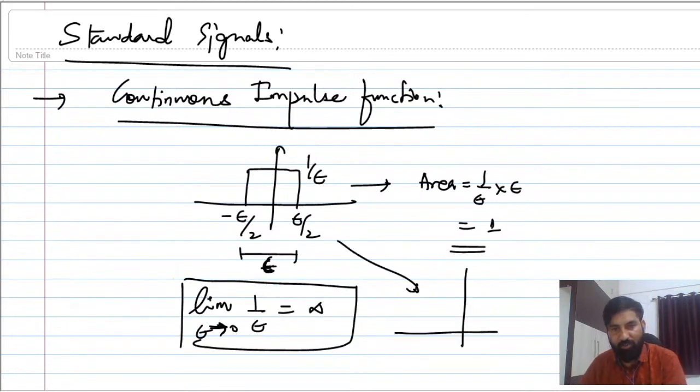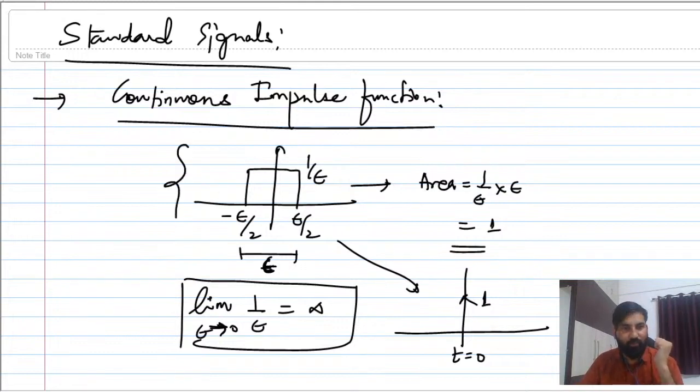So the impulse will be represented at t equal to 0. We always say that this is 1. And what does this 1 represent? This 1 represents the area under the impulse function. So we always take a rectangular function, or you can take a triangular function as well, of finite duration. Then what you have to do is put the limit. So these are the limiting functions.